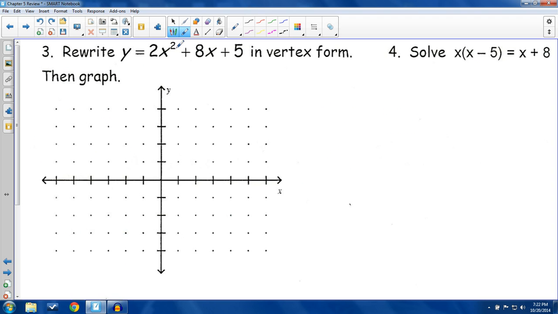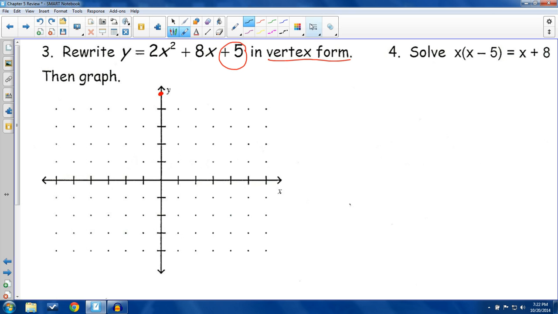Okay, number 3, rewrite y equals 2x squared plus 8x plus 5 in vertex form. Then we'll do number 4. I didn't see that over there. And then graph it. Before I do that, I actually want to graph one point that I know, which is my y-intercept. My y-intercept is my value of y when x equals 0. You plug in 0 for x, these go out of the way, all that's left is that 5. So that's one point that I know. I also know my stretch factor is positive, so I know that it's going to be going upward.